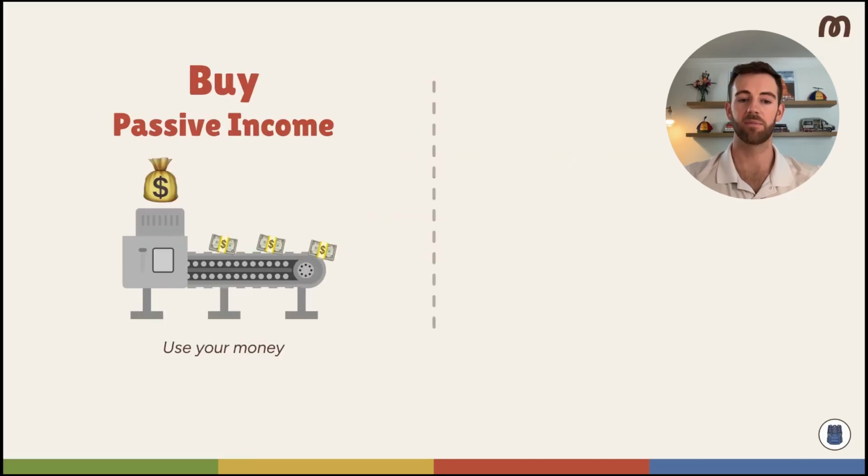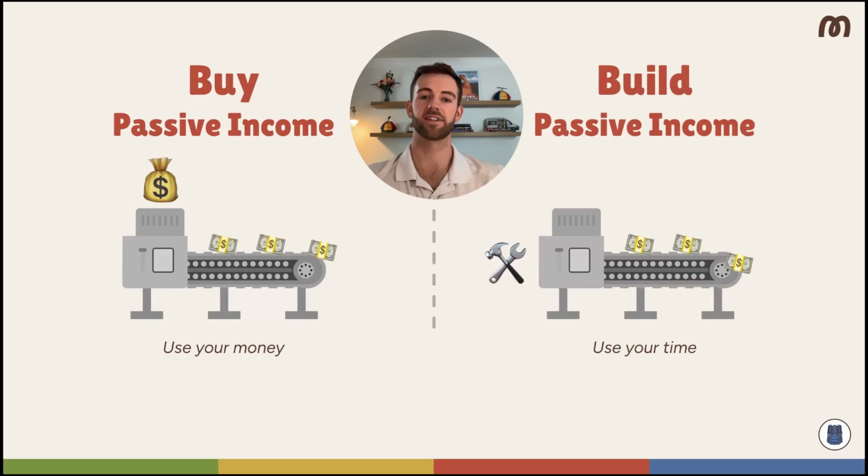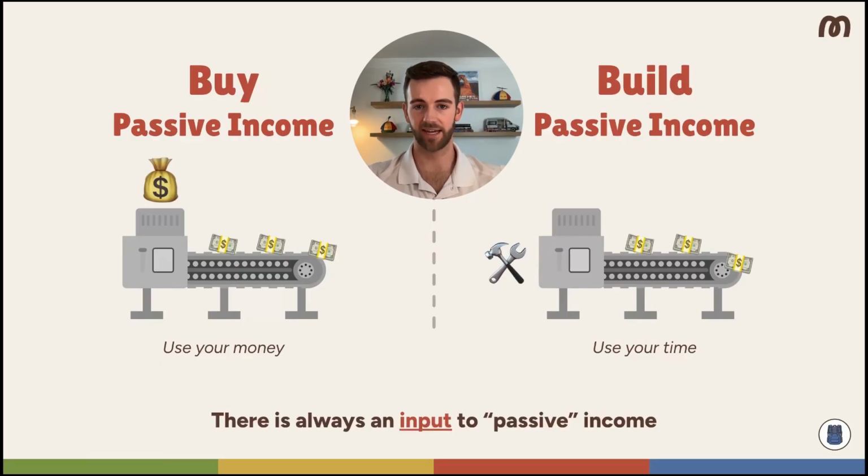So when you're thinking about buying your passive income, that's when you put your money into the passive income machine and then you get monthly or quarterly payouts from then. But if you are building your passive income, you actually need to build the machine. So you're going to put in your time and your effort, and then it can pay you monthly or quarterly, just like an investment would. Either way, no matter what, the takeaway is that there is always an input to passive income. So when we say passive income, it's really, well, how passive is it?